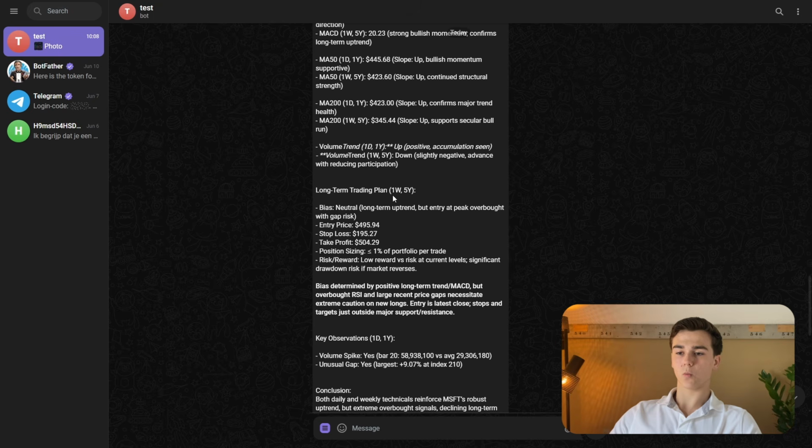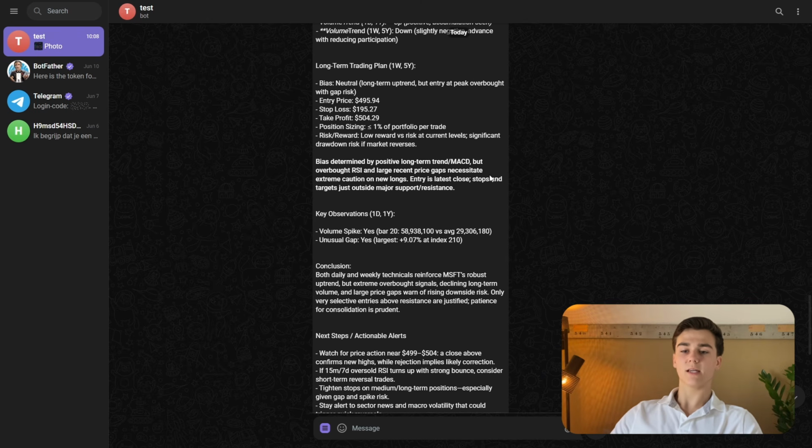So this is first for the 1 week and 5 years. Here we have the bias, which is neutral, entry price as $495.94, then the stop loss as 195.27, and a take profit at 504.29. Then the position sizing will be smaller than 1% of the portfolio per trade.